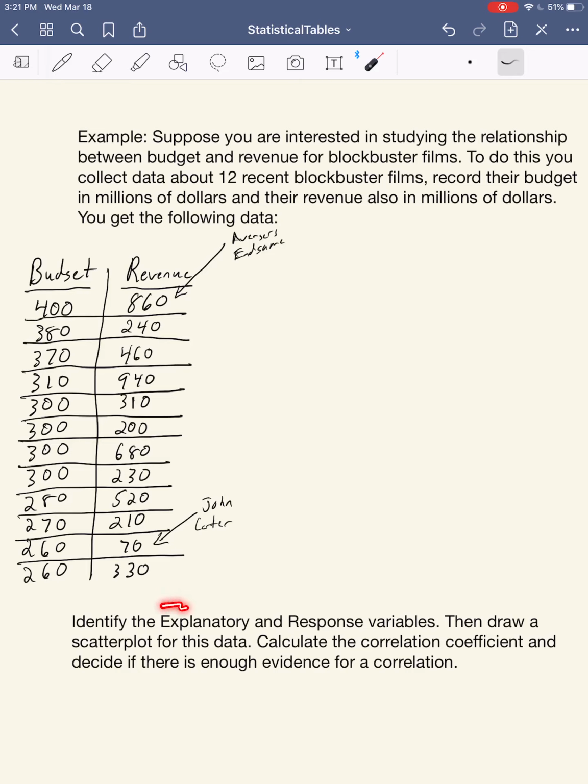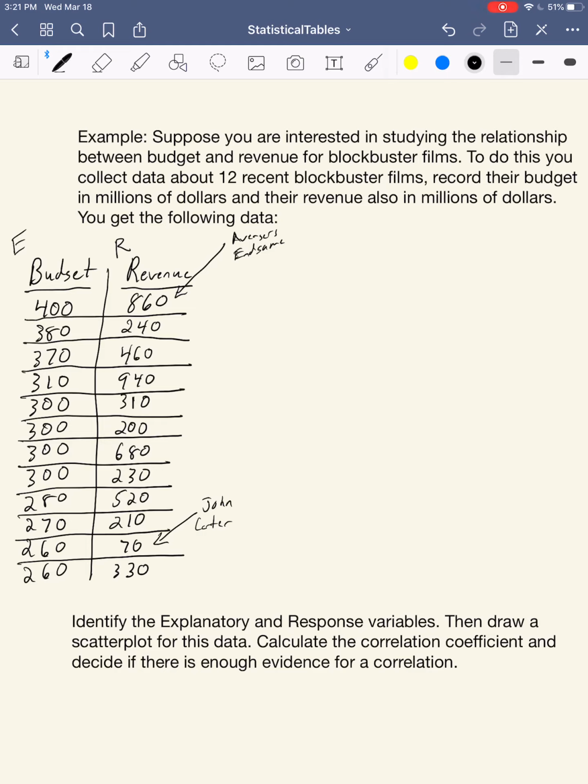So to begin with, we've got to talk about explanatory and response. Again, that should be pretty clear here, right? It doesn't really make a lot of sense to say that your revenue would determine your budget, because of course your budget should sort of come first. So the natural way is to think that your budget should help explain your revenue. So that means that the budget here is going to be explanatory, and the revenue is going to be response.